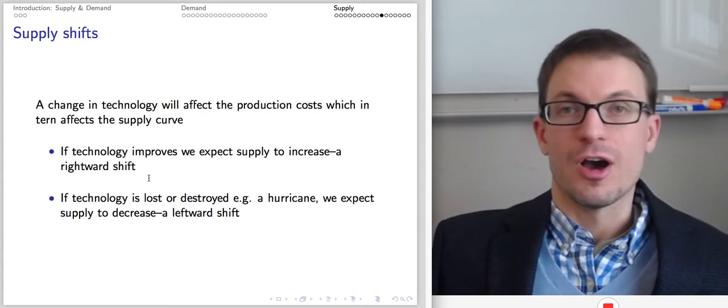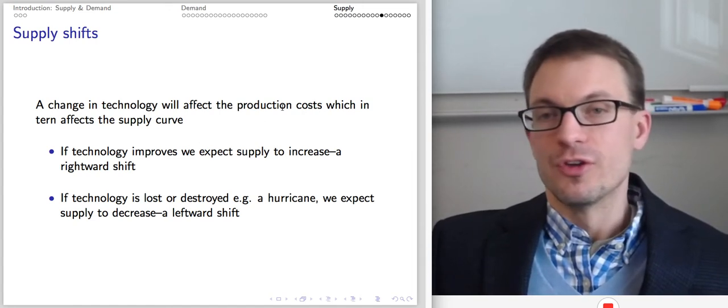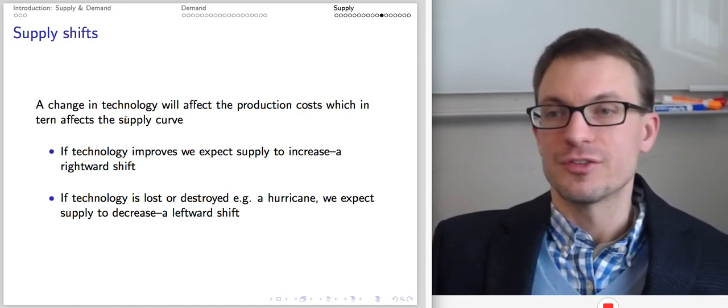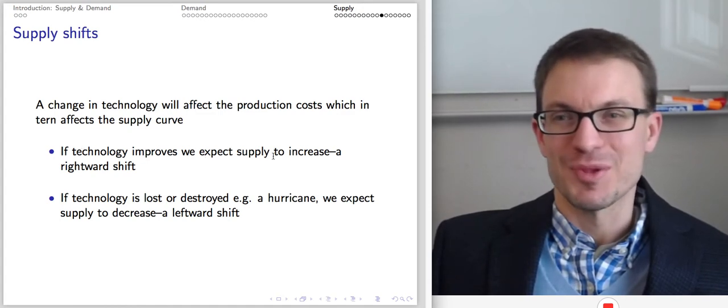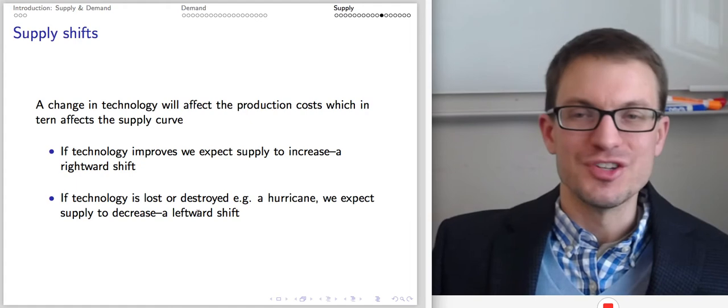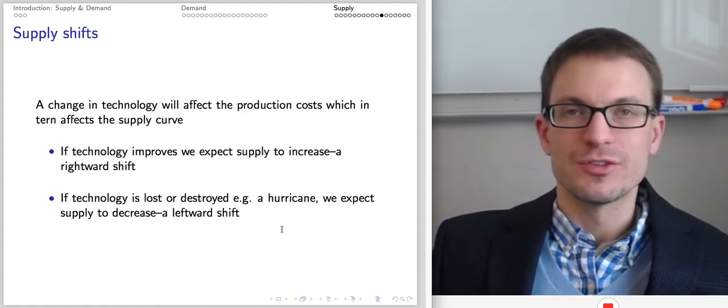Okay, so a change in technology affects costs, right? And if it affects costs, that's going to affect the height of the supply curve at every single price. So suppose production costs are affected, this affects the supply curve. If technology improves, we expect an increase in supply, a rightward shift. If technology is lost or destroyed, maybe we have a hurricane or something, we expect supply to decrease, a leftward shift.